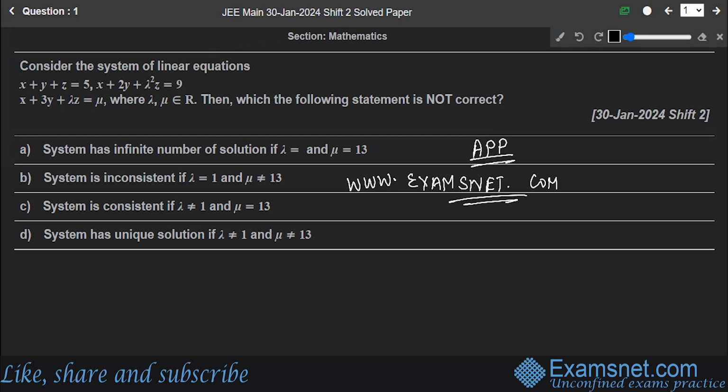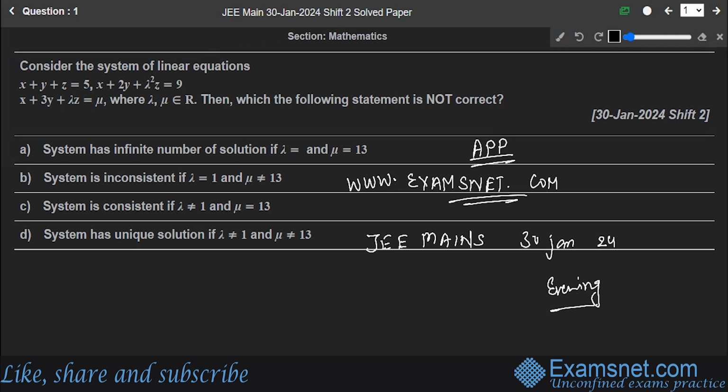So students, today I'll be solving JEE Main's 30 Jan Shift 2, that's your evening paper, 30 Jan 2024. I'll be solving the mathematics part in this particular video. So let's start with the paper. Very best of luck.